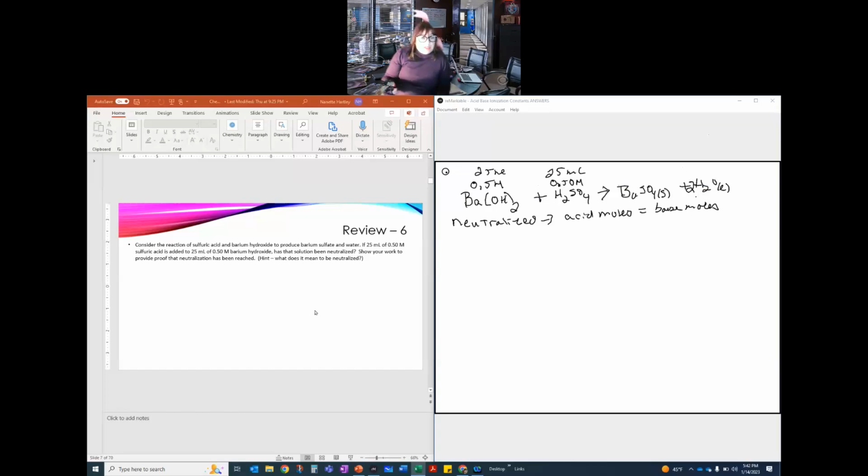Now, I want to show my work to provide proof that neutralization has been reached. What this means is that I have information about both barium hydroxide and sulfuric acid, and I need to know if I have the same number of moles of hydroxide as I do H+. So I have to consider both of them. One of the ways that I can do that is I can say Ba(OH)2, and I'm not ready to do math. Why am I not ready to do math? Because I don't have all the information that I need.